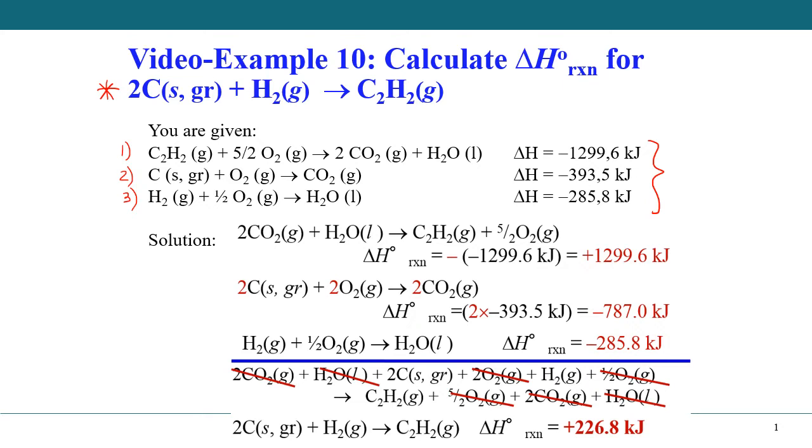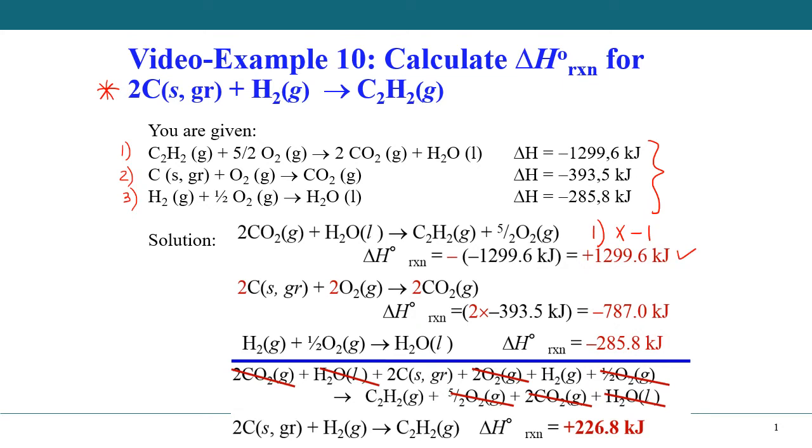Well, the first thing we need to do is take equation number 1 and reverse it. Okay, so we take equation 1 multiplied by -1 and do the same thing to the delta H value, such that the delta H value now becomes a positive value.